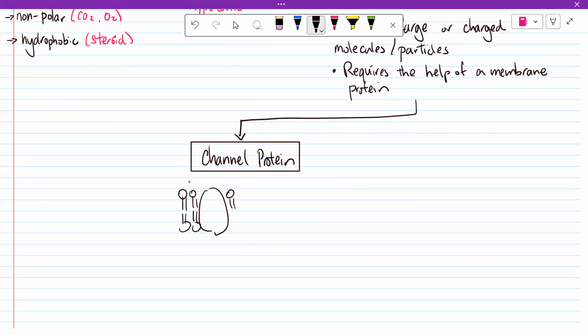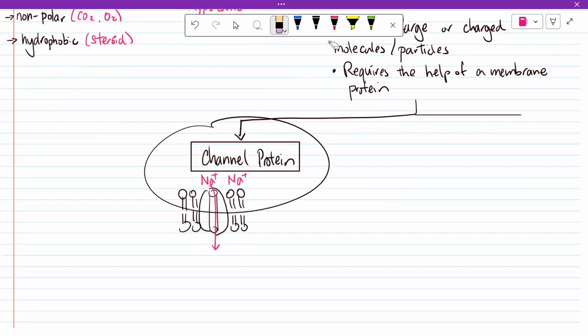Here is a channel protein. And then there's a tunnel in the middle, and that is ideal for charged particles to go through. The tunnel shields the ions from the hydrophobic tails of the membrane and allows them to pass through. For the exact definition and description, you can look at the PowerPoints.